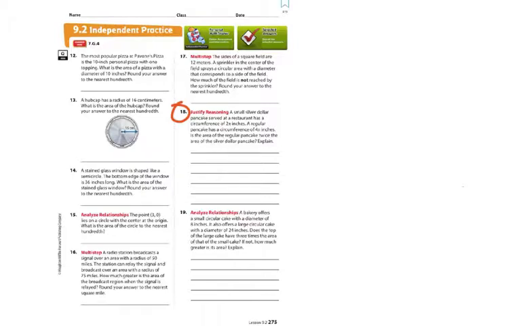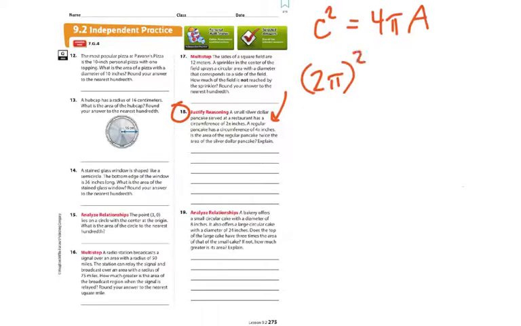So again, since they're talking about the relationship between circumference and area, we're going to be using the formula C squared, circumference squared, equals 4 times pi times the area. That's how I know which formula to use, because it's talking about both circumference and area. It says that the first pancake has a circumference of 2 pi inches. So I'm just going to replace that into the formula and say 2 pi, and of course that's going to be squared, equals 4 pi times the area.